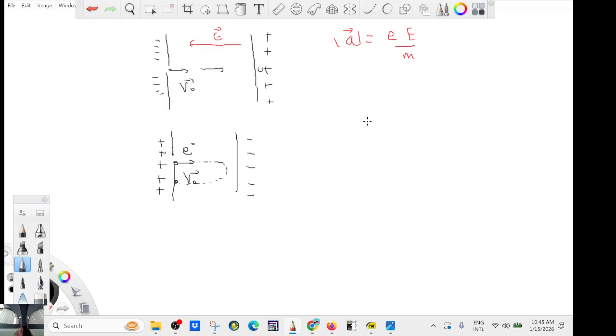I have a question. If you launch the electron at the negative plate, will it ever touch the plate? It depends. It depends on the inertia. Not inertia. Momentum. It depends on the speed. So if I throw something in the air, but I throw it hard enough, it can touch the ceiling. So it depends on the initial velocity.